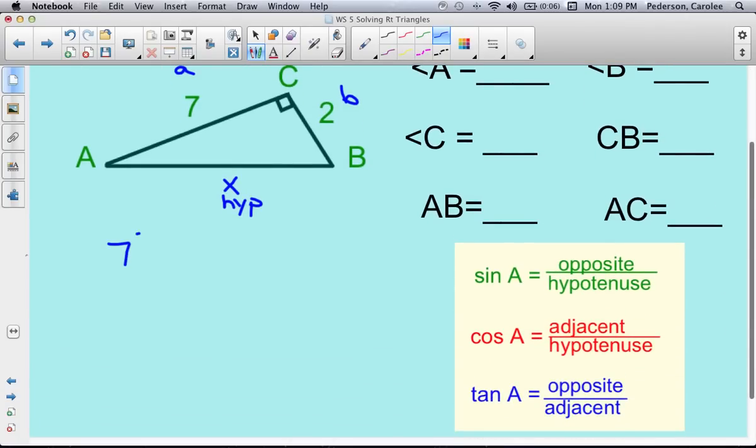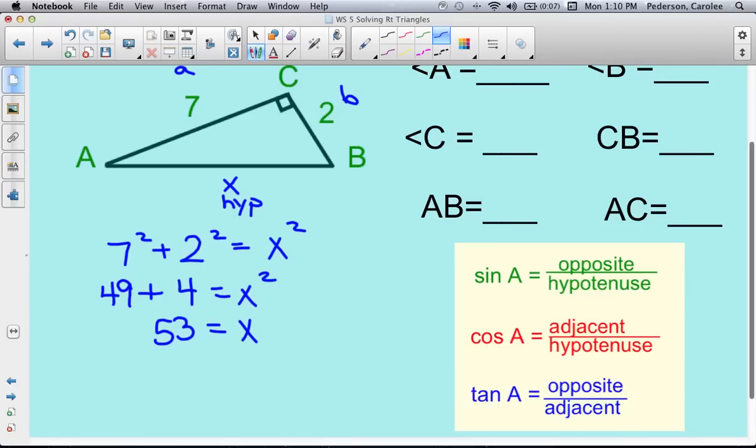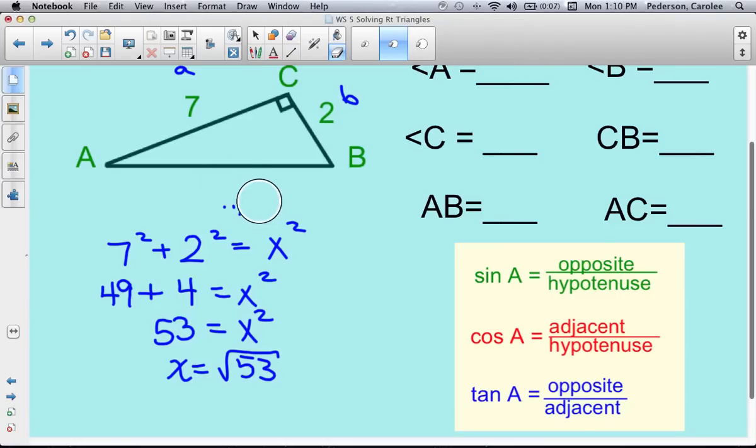So A squared plus B squared equals C squared. So 7 times 7 is 49. 2 times 2 is 4. Add the two numbers together on the left, and then square root it. So x equals the square root of 53. So now we can come back up here. I'm just going to erase this. The square root of 53.